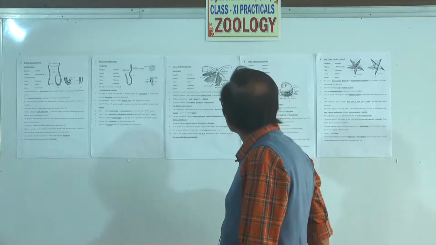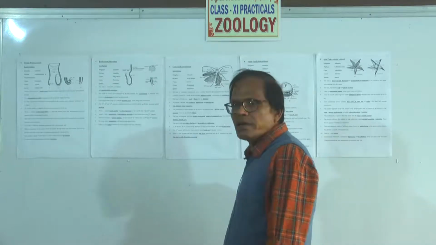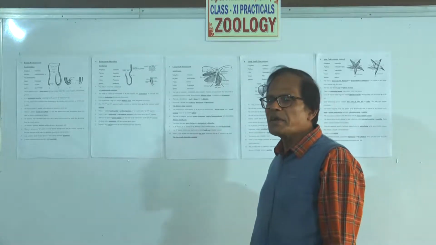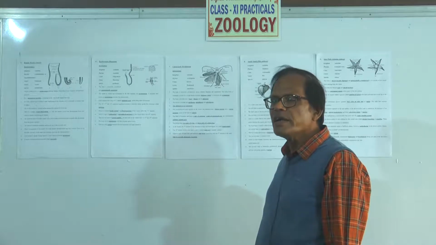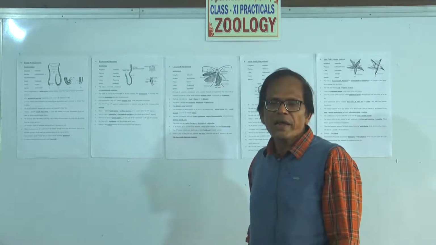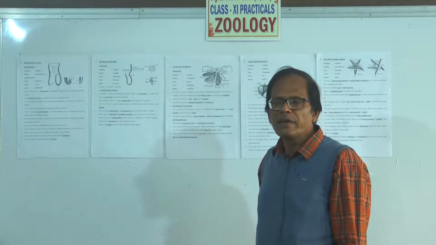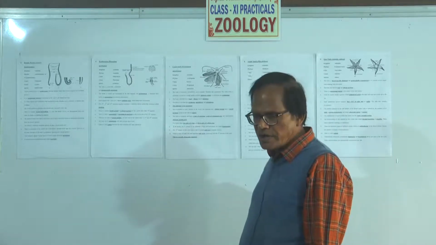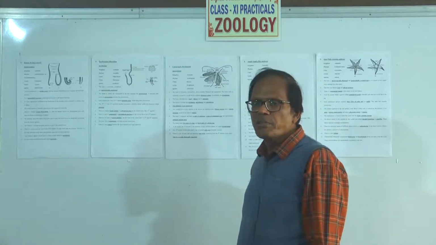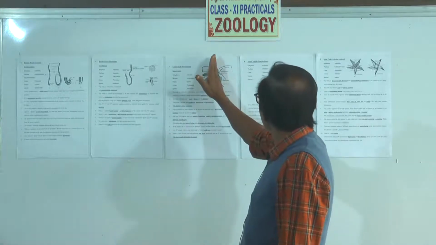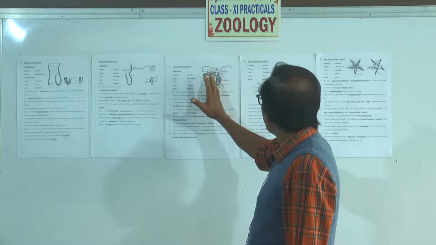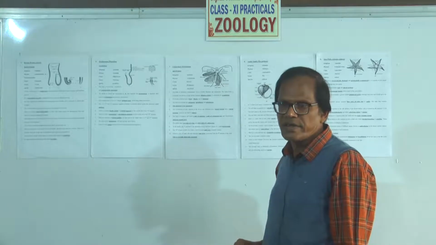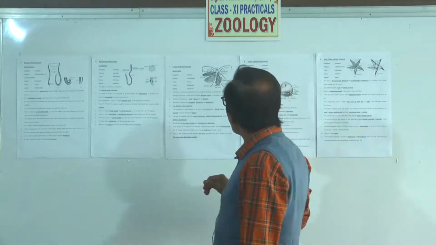Some features. The body is bilaterally symmetrical. Here comes the phenomenon of bilateral symmetry. The body can be divided into 2 equal halves by one and only one plane. Contrasting to the hydra. Hydra is radially symmetrical while cockroach is bilaterally symmetrical. If you divide it along its midline into 2 halves, the 2 halves will be equal. This can be done only once. This is called bilateral symmetry.